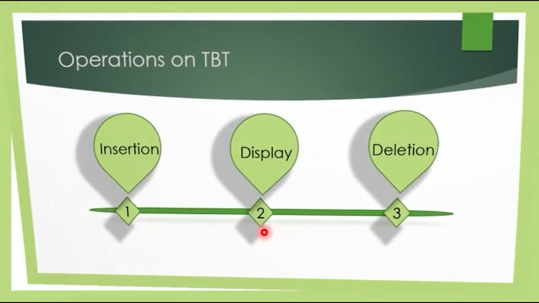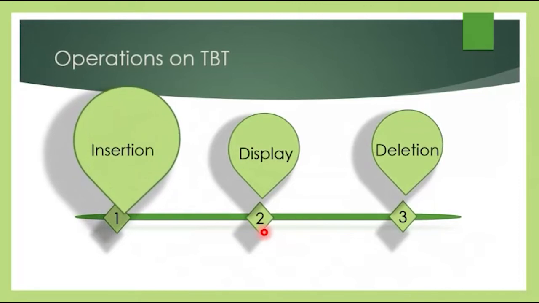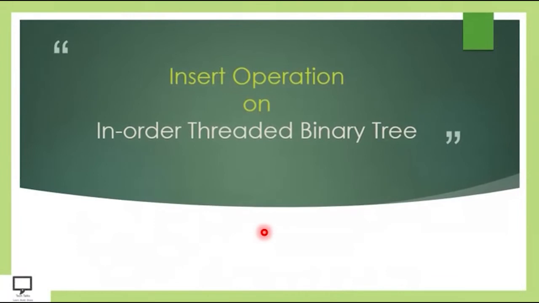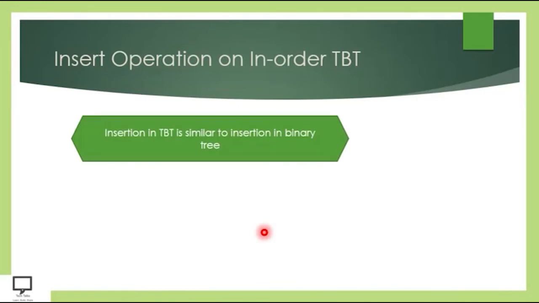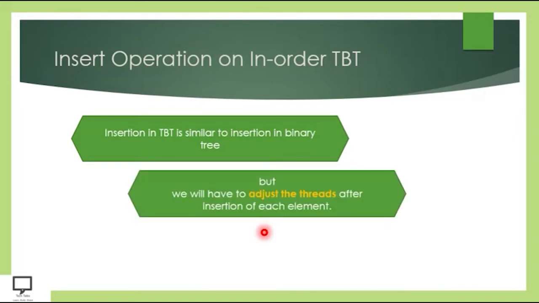Of these, let's focus on the insertion operation of a threaded binary tree. So let's start with the insertion operation. Whenever you perform the insertion operation on a threaded binary tree, it is equivalent to the insertion operation into a binary tree, because the threaded binary tree is a variation of a binary tree. But there are some things you are supposed to take care of in the threaded binary tree. Here we have to adjust the threads after the insertion of each element into the threaded binary tree.